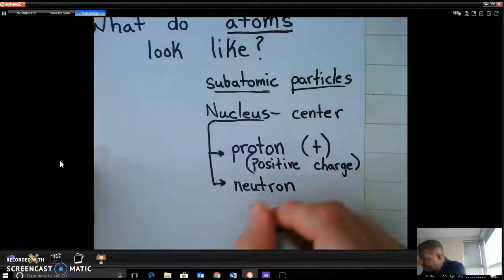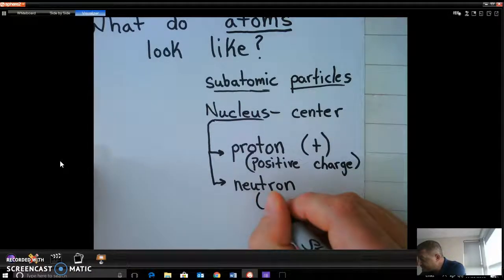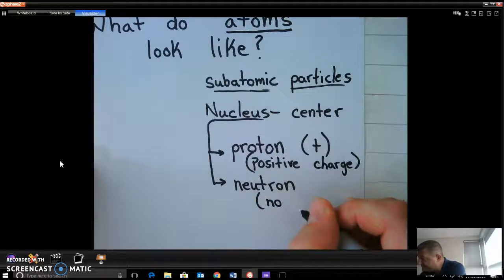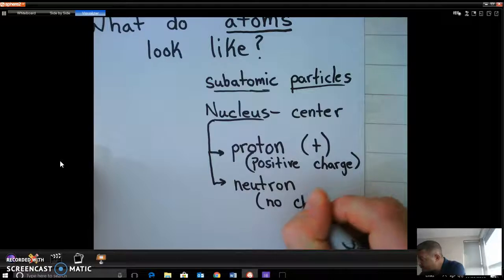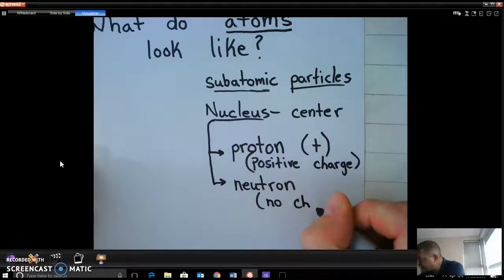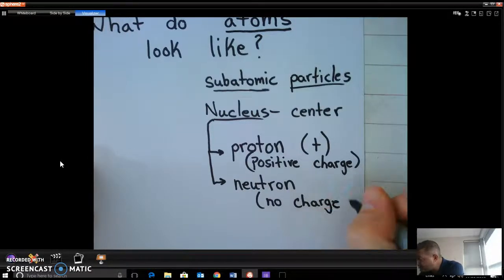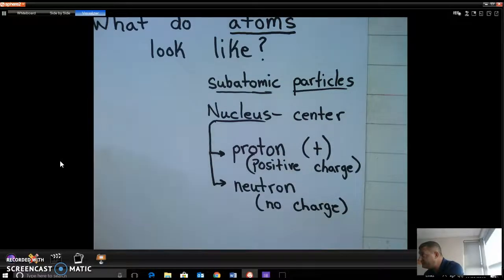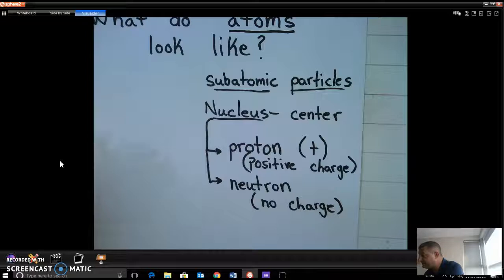Now, a neutron has no charge. So they are significant, which means that they're important, but they don't carry a charge. They're about the same size as a proton, which would be about 1 AMU. So they do have mass. They occupy space, which means they have volume.